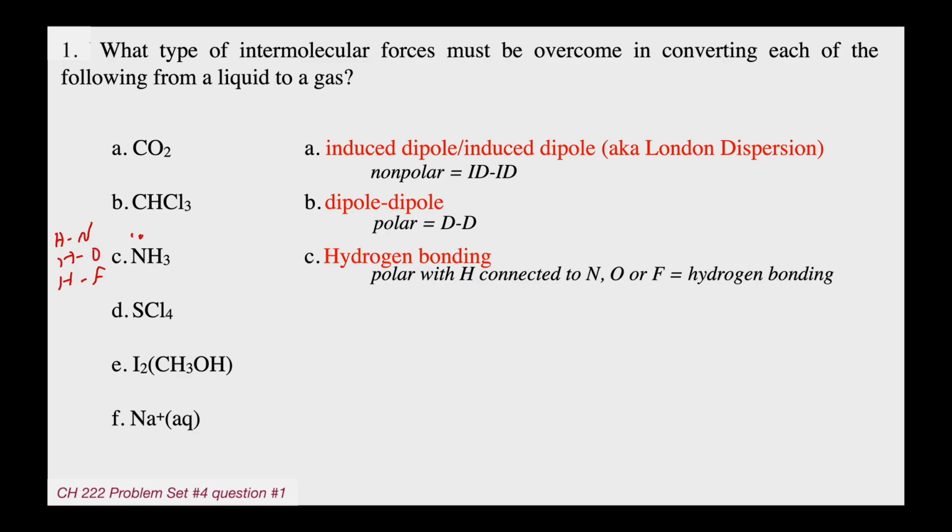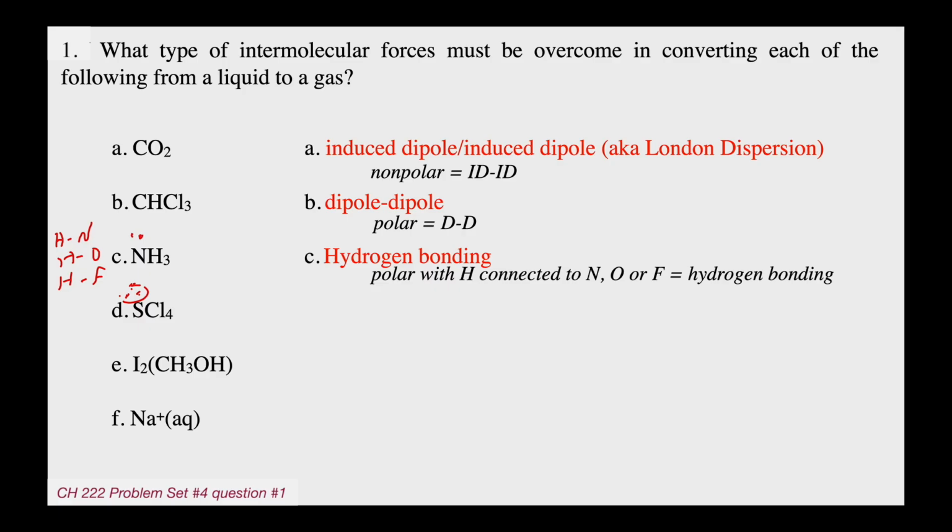Now on D, it feels initially like it could be non-polar, like sulfur in a tetrahedral set of chlorines. But if you took the time to draw the Lewis structure, you're going to see there's actually a lone pair on that sulfur. So this molecule is not non-polar.